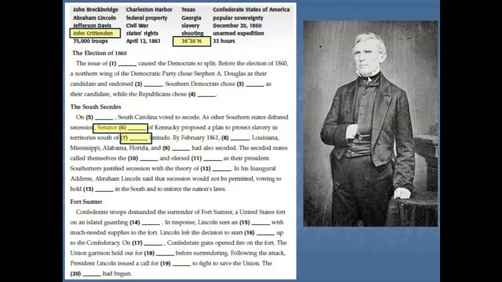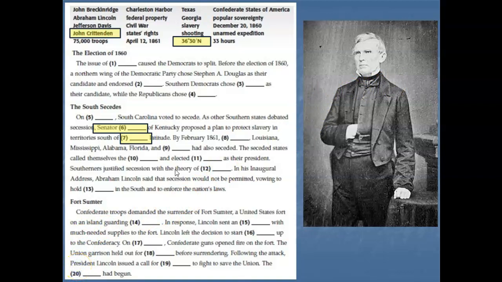John Crittenden becomes a very good example of what happened in the Civil War. He had 2 sons. One son would fight for the North and one son would fight for the South. So you can see it even split the houses of even the highest elected officials.